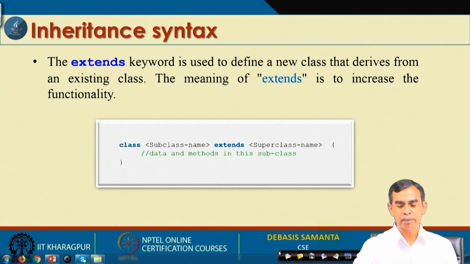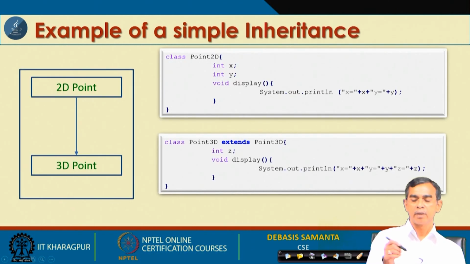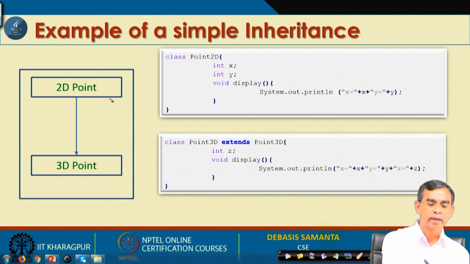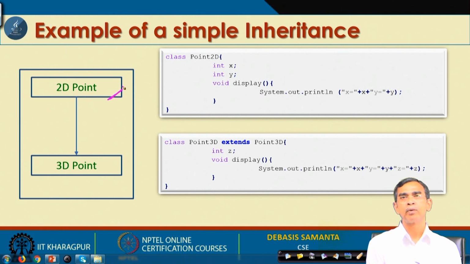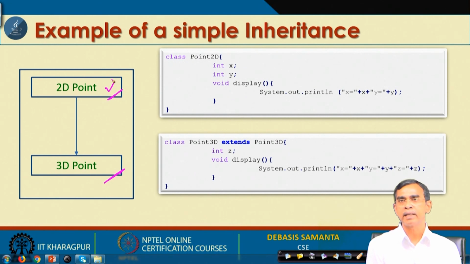Now, let us see some examples so that we can understand the idea of inheritance. It is a very simple example. Suppose there is a class called 2D point, and we want to inherit another class called 3D point. This means that if 2D point has some members and methods, then all these members and methods are available to 3D point, or some methods can be overridden, that means redefined, in 3D point.